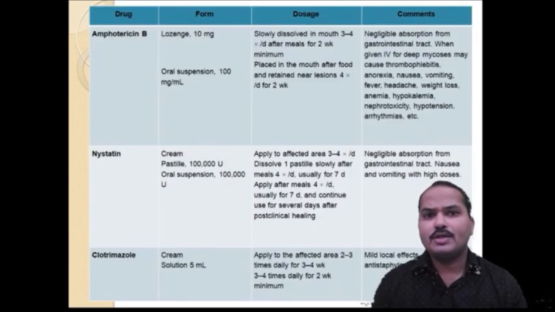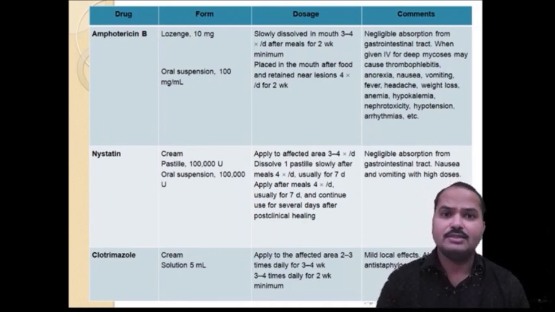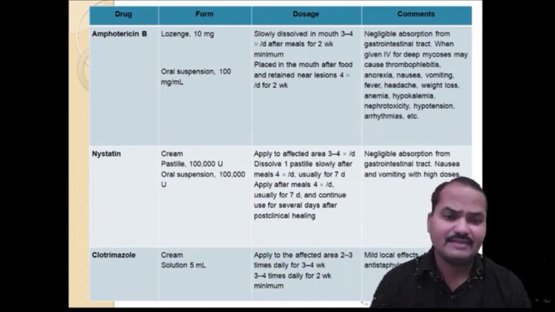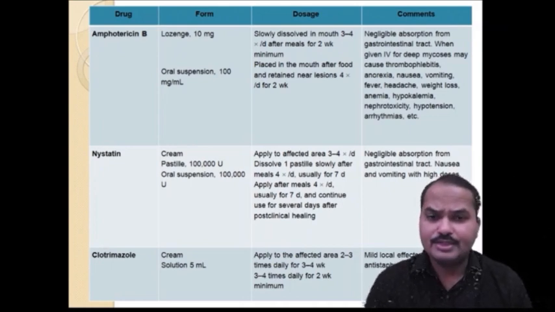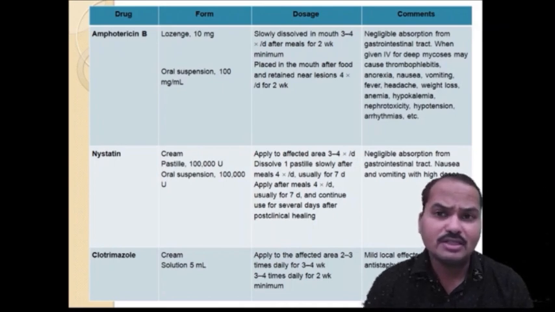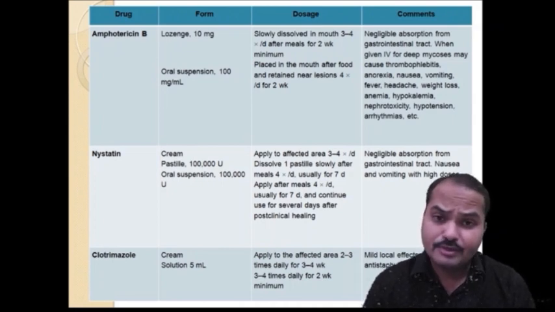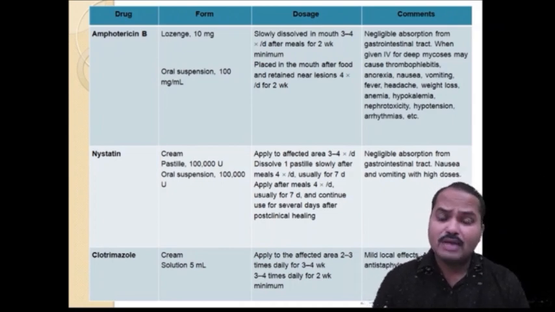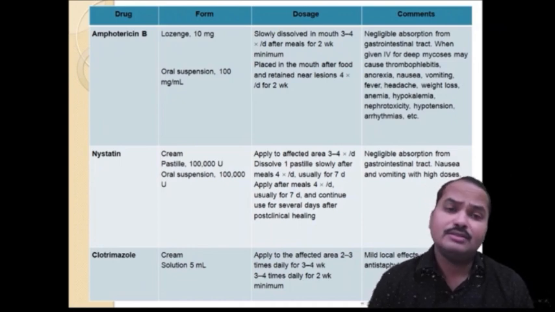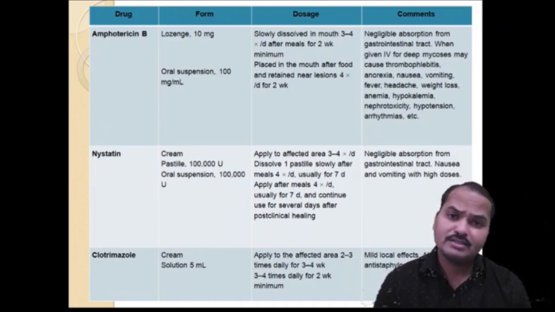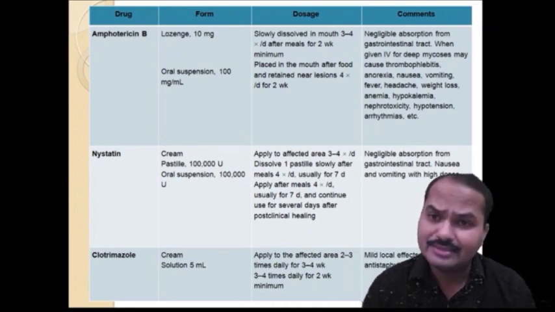most commonly used drugs belong to the groups of polyenes or azoles. Here is a tabular representation of various drugs, their forms, dosages, and the comments or interactions or various side effects which are produced by these drugs. As we all know, polyenes or azoles which are present as antifungal agents are not specific for the fungal cells, but are also active on the host cells. So as much damage as they do to the cytoplasmic membrane of the fungal cells, they damage the cell membrane of the host also.